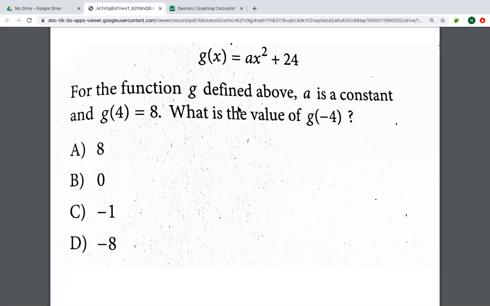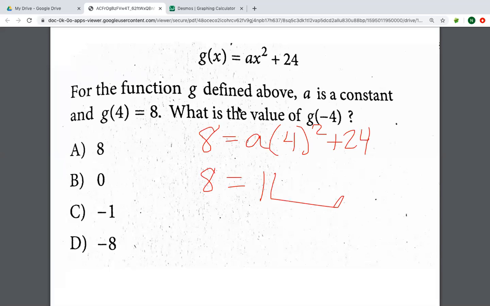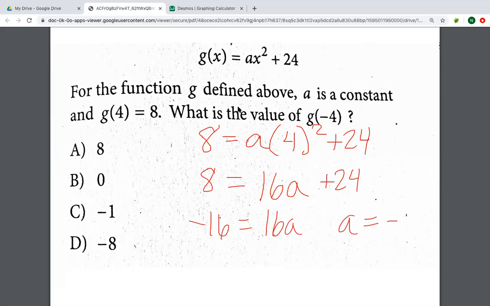Okay, so if he plugs in negative 4, we have to start with 4 first, since we know what it is. So we can plug it in and we get 8 equals a times 4 squared plus 24, which is 8 equals 16a plus 24. Okay, so then we get negative 16 is equal to 16a. So that means that a is equal to negative 1.